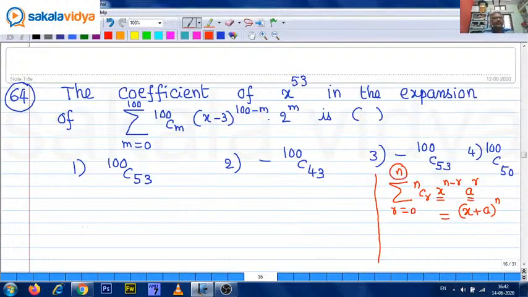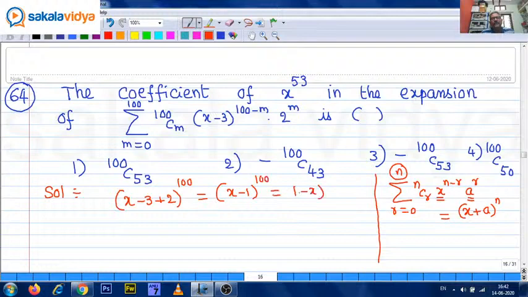So now we can write this as, x means here x minus 3, plus 2, whole to the power of 100. This can be written as (x minus 1) whole to the power of 100, that is (1 minus x) whole to the power of 100.